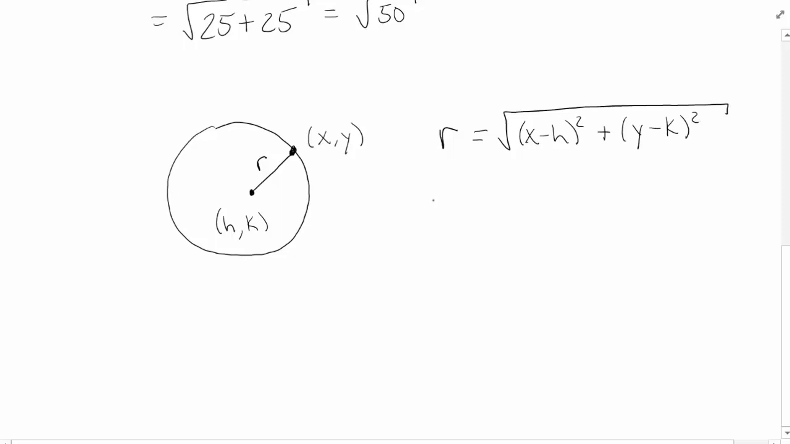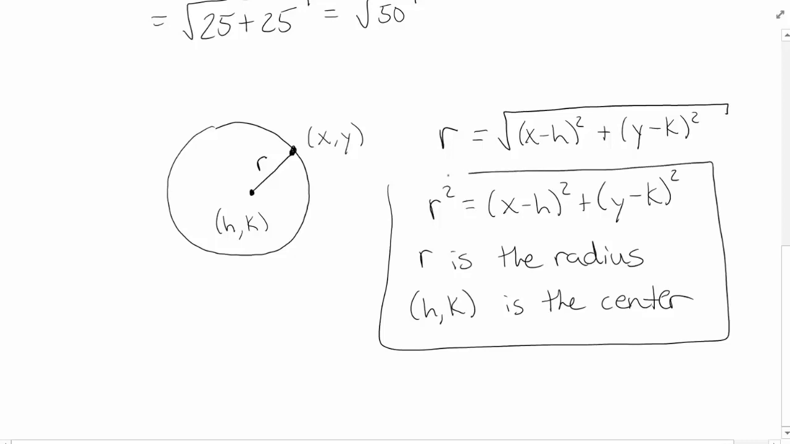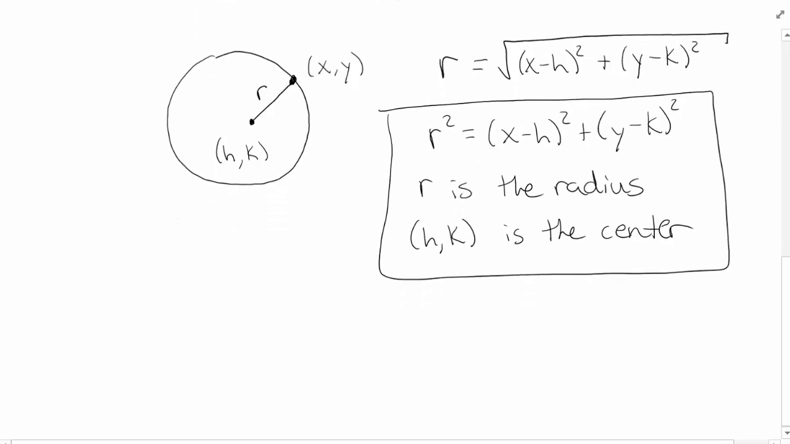And if you just square both sides of that equation, you get r squared is equal to (x minus h) squared plus (y minus k) squared, where again, r is the radius of the circle, and h comma k is the center of the circle. So this is an equation right here. r squared equals (x minus h) squared plus (y minus k) squared is an equation for a circle.